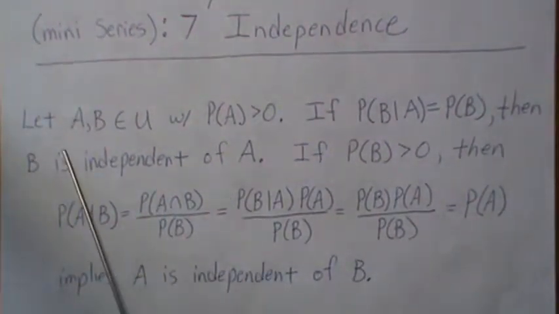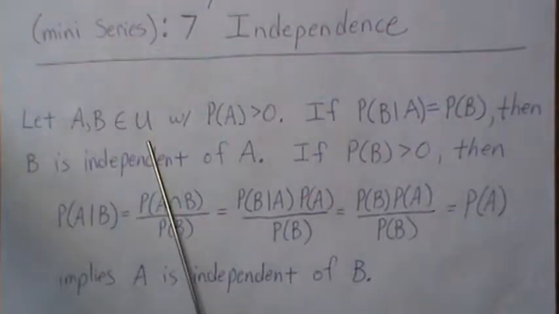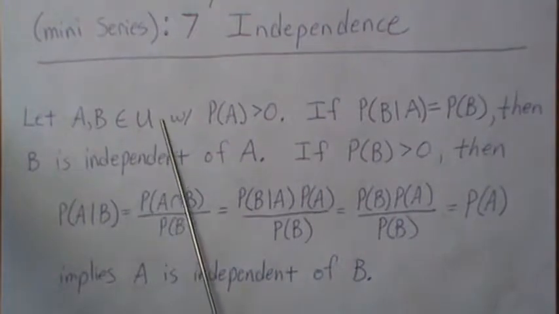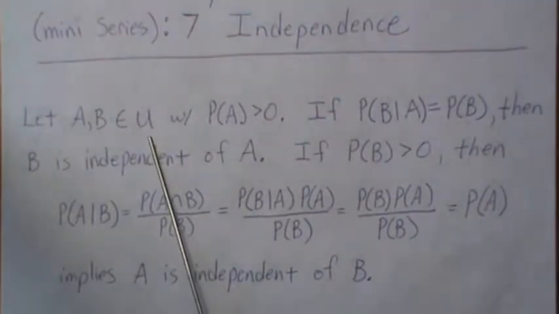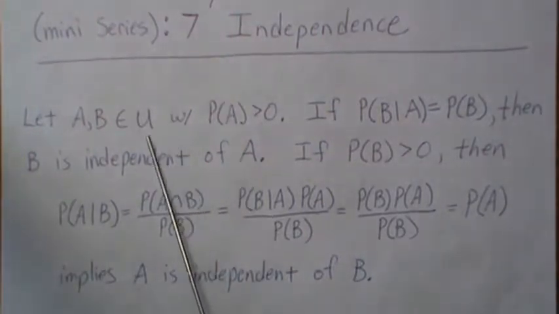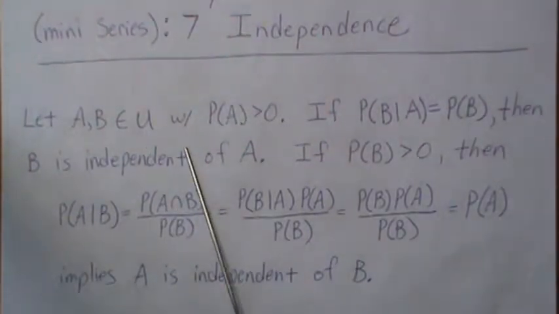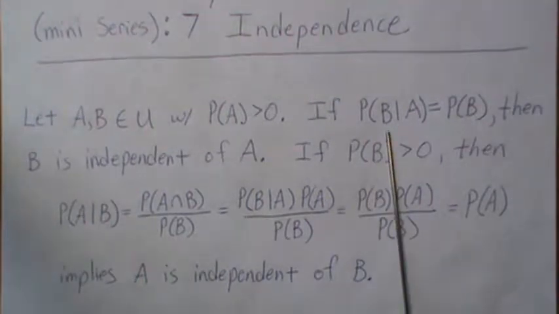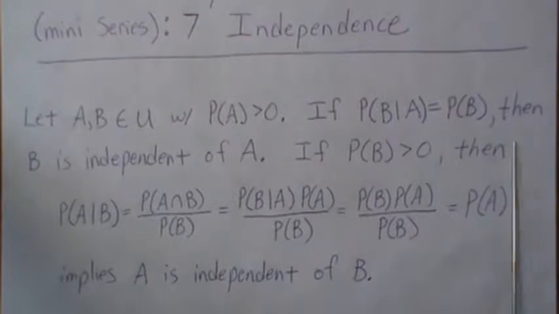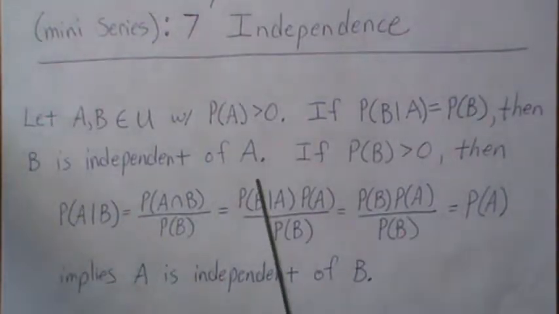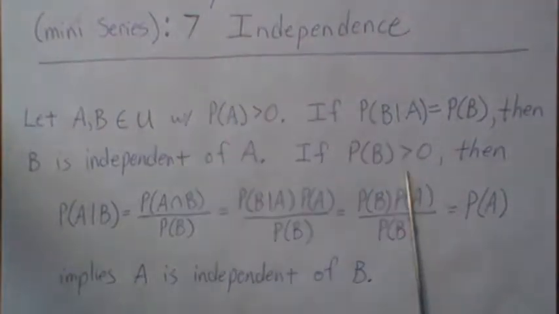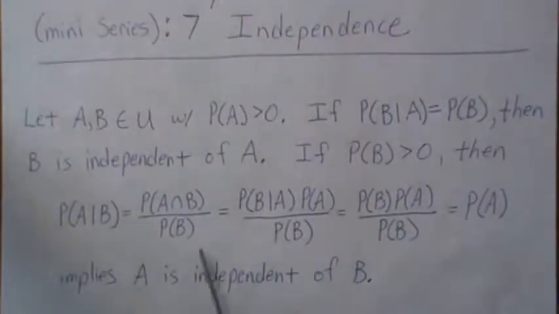So here we have, let A and B be events in our sigma field such that the probability of event A is positive. Remember that this sigma field is actually associated with a sample space of some sort. That's often left out, but it's implied. And so if the probability of B given A is just the probability of B, then we say B is independent of A. But also note that if the probability of B is strictly positive, then we can say this.